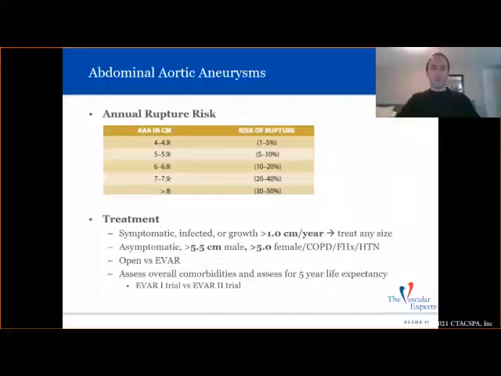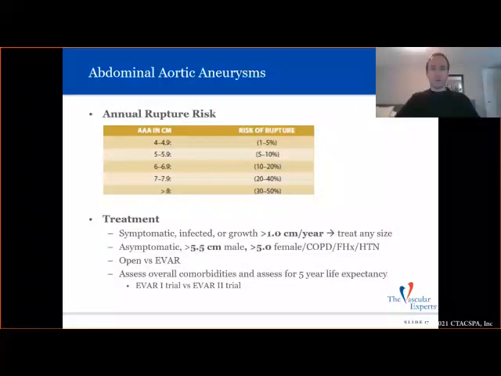Abdominal aneurysms have an annual risk of rupture. We treat them when they're asymptomatic at 5.5 for most men, greater than 5 for female, or if you have any of those other risk factors, which are COPD, family history, or uncontrolled hypertension. So, 5.5 though is the number that people always stick to. If they're symptomatic or infected, or if they're growing rapidly, which is defined as greater than 1 centimeter in a year, then we treat them.